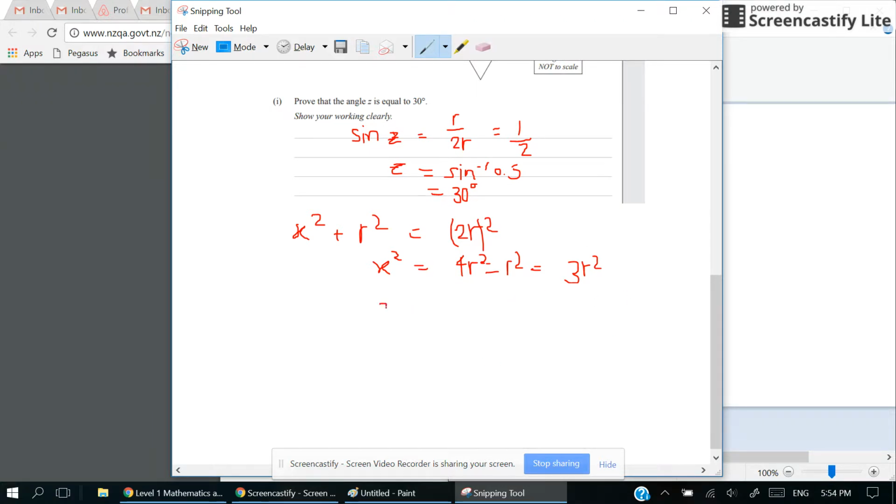From that, you take the inverse of square, which is the square root. So x equals the square root of 3r squared, or you can just take the r out, so x equals square root 3 times r. Here we go. Easy.